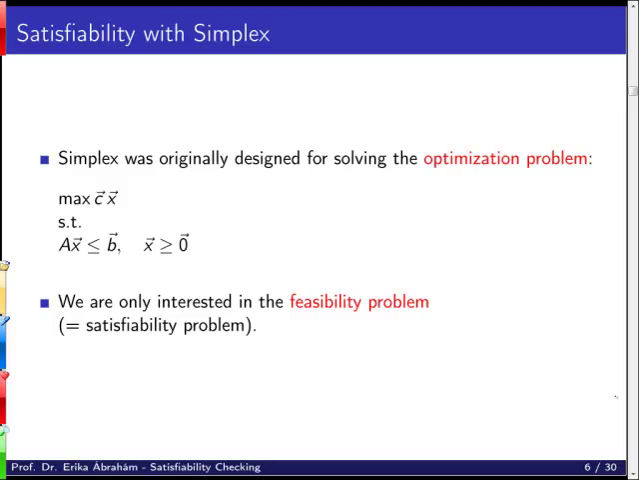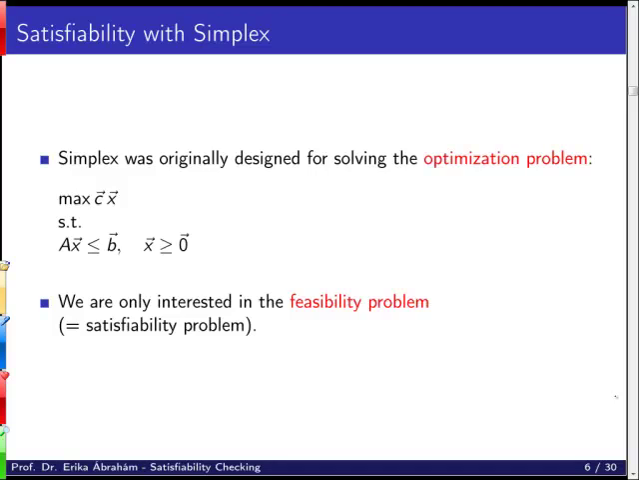Simplex, as I said, basically is an optimization procedure. So if you have a set of constraints, what we already know now, Ax is less or equal b, x is non-negative, then under this condition we can maximize or minimize a certain function, cx. So the function is also linear.